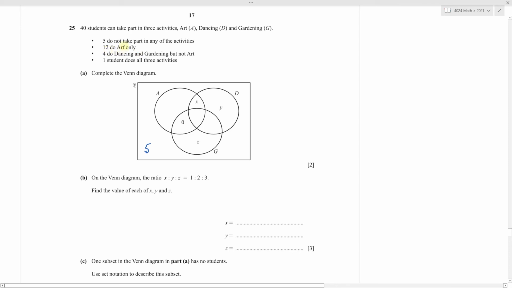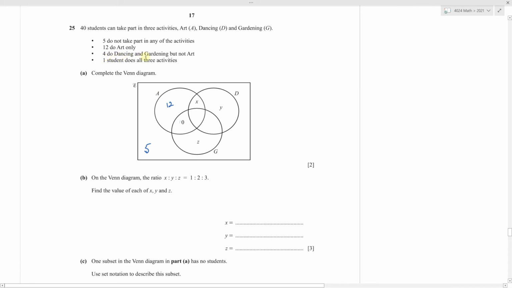12 do art only. So which area here represents art only? It is this one, which is inside A but outside any other intersection. Because they're doing art only, they cannot be in any of these intersected areas, because these students take part in multiple activities. Like X is art and dancing, this part in the middle is all three activities, and this part here, which is 0, is art and gardening. So art only means 12 students are here in this part of this circle.